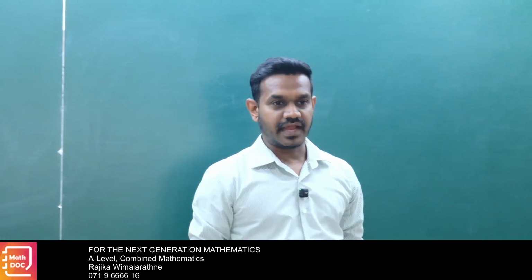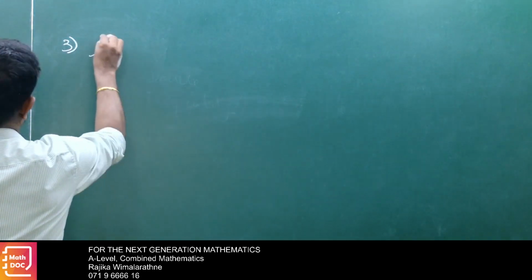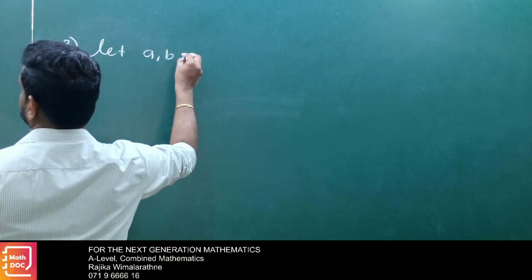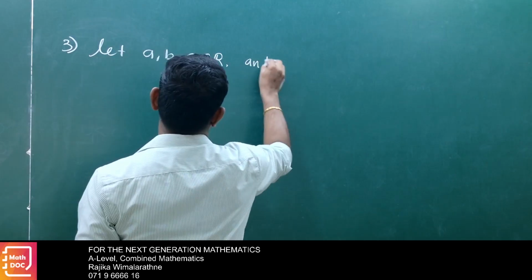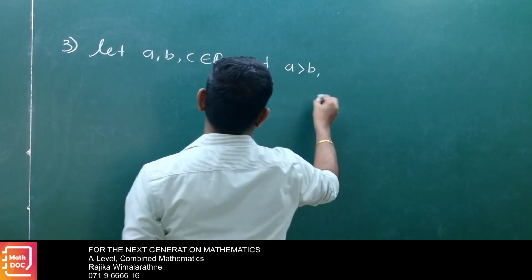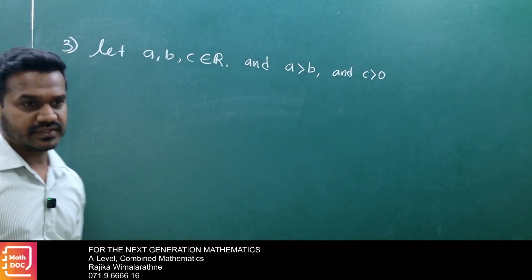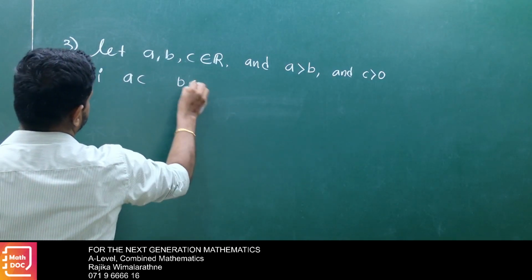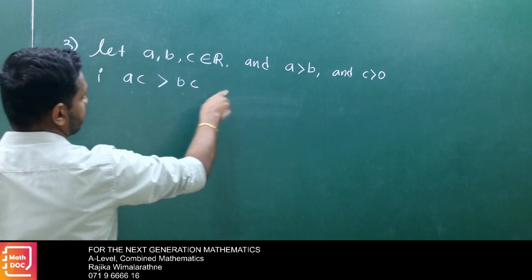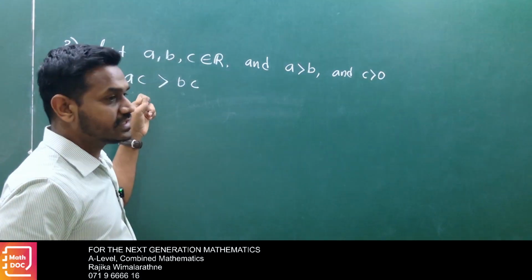That is for addition and subtraction, but for multiplication and division, that is somewhat different. Okay. Now see the third one. Let A, B, C be real numbers and A greater than B and C greater than 0. Take this case. Then, first one, AC, BC: A into C, B into C, the sign won't change. Since C is a positive value, this inequality sign won't change.